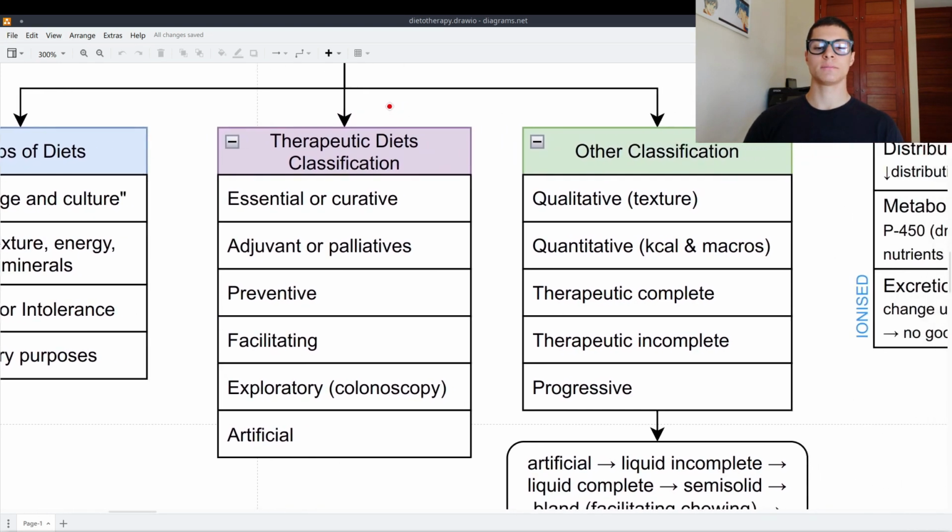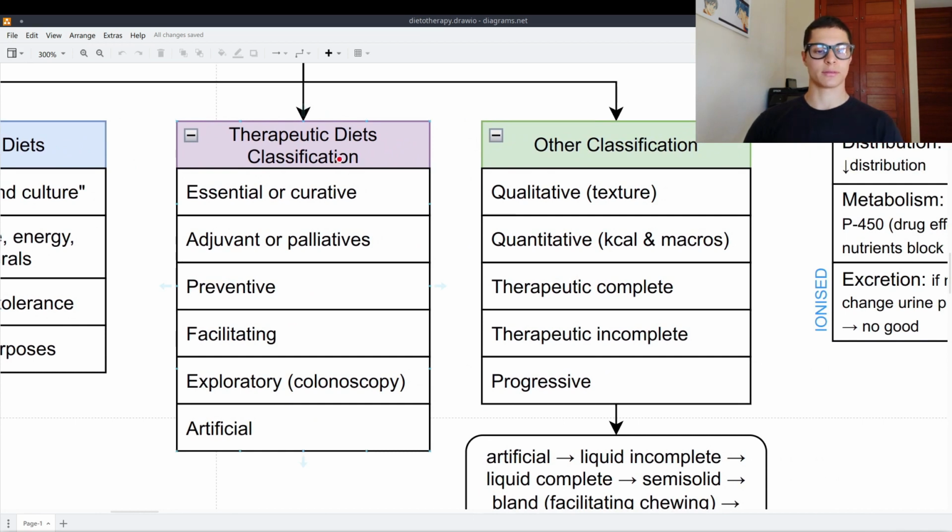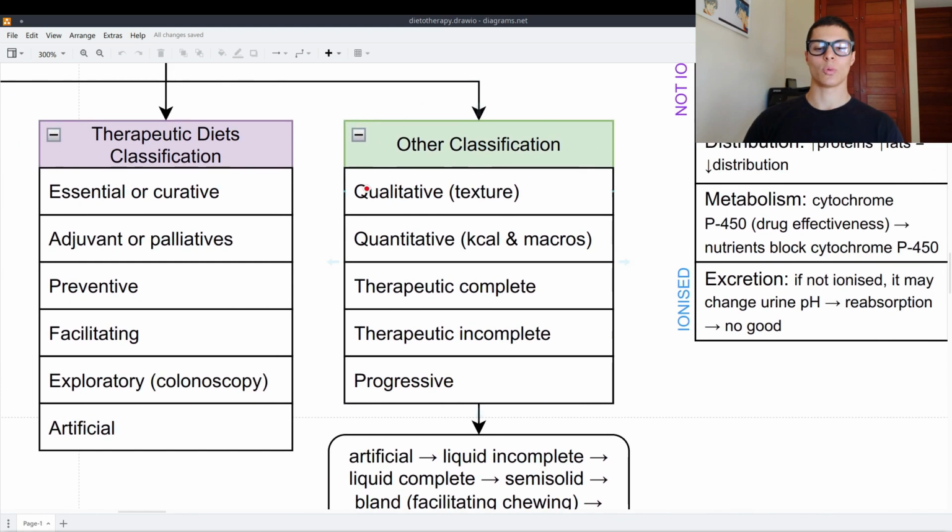Another classification is this one, therapeutic diets. It can be essential or curative, adjuvant or palliative, preventive, facilitating, exploratory, for example, the colonoscopy, and artificial diets. Another classification is qualitative, which changes the texture, quantitative, which changes the calories and macros, the therapeutic complete and the therapeutic incomplete, as well as the progressive diet.